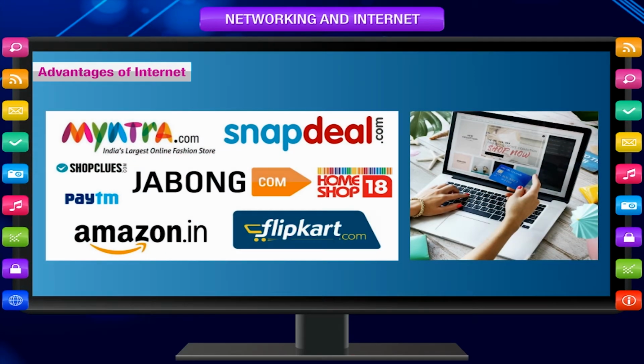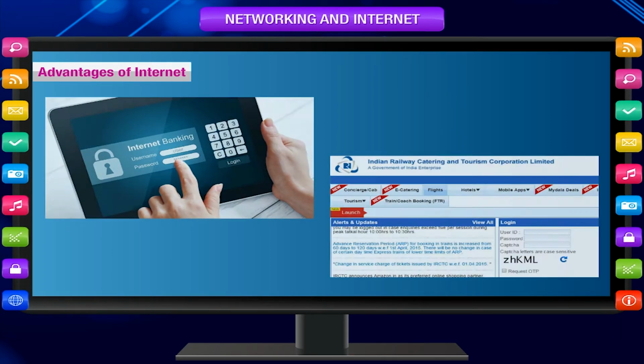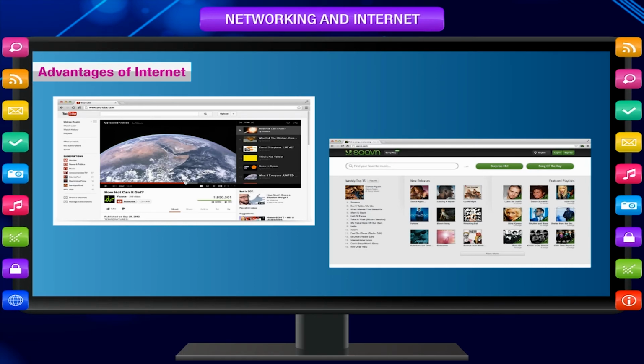There are virtual shops on the internet. These shops are called online shops. People can select items on these online shops and place orders to purchase things. Banks, railways, and other departments are connected to the internet. People can deal with these departments on the internet without visiting their offices. There are unlimited music and videos on the internet. You can play them on your computer if it is connected to the internet. There are many more advantages of the internet, which you will learn in higher classes.